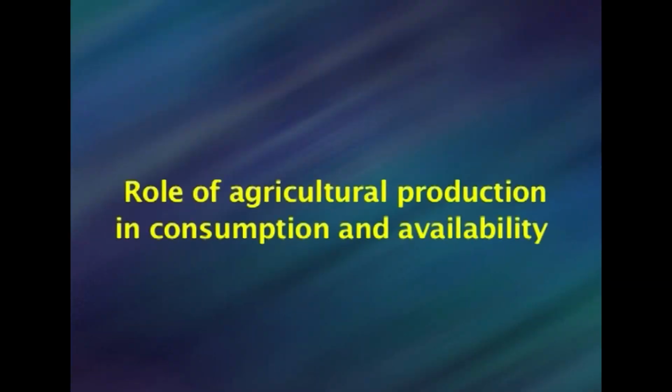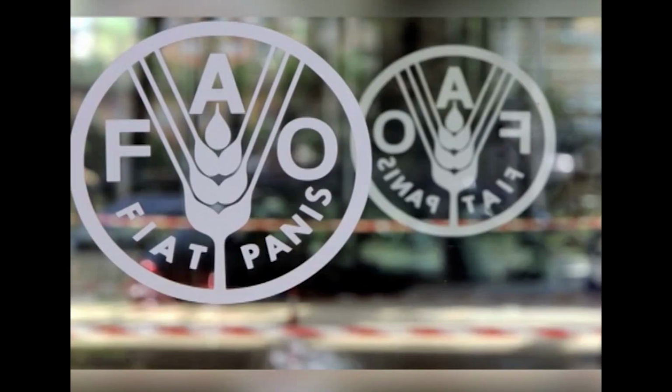Role of agricultural production in consumption and availability. Food production is the base for food security. The internationally accepted definition of food security is that given by the Food and Agricultural Organization in the Rome Declaration on World Food Security in 1996, further refined in the FAO State of Food Insecurity in the World 2001.